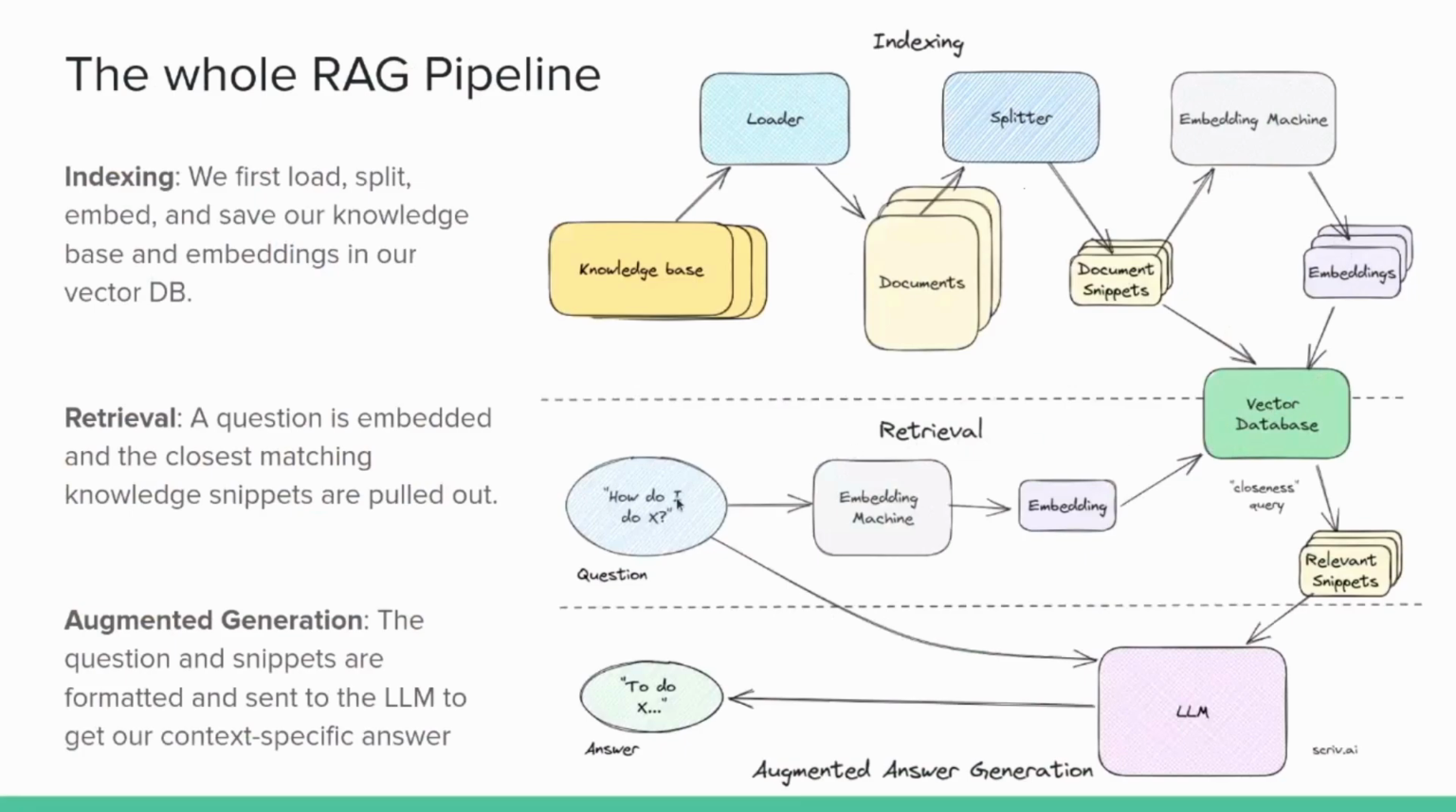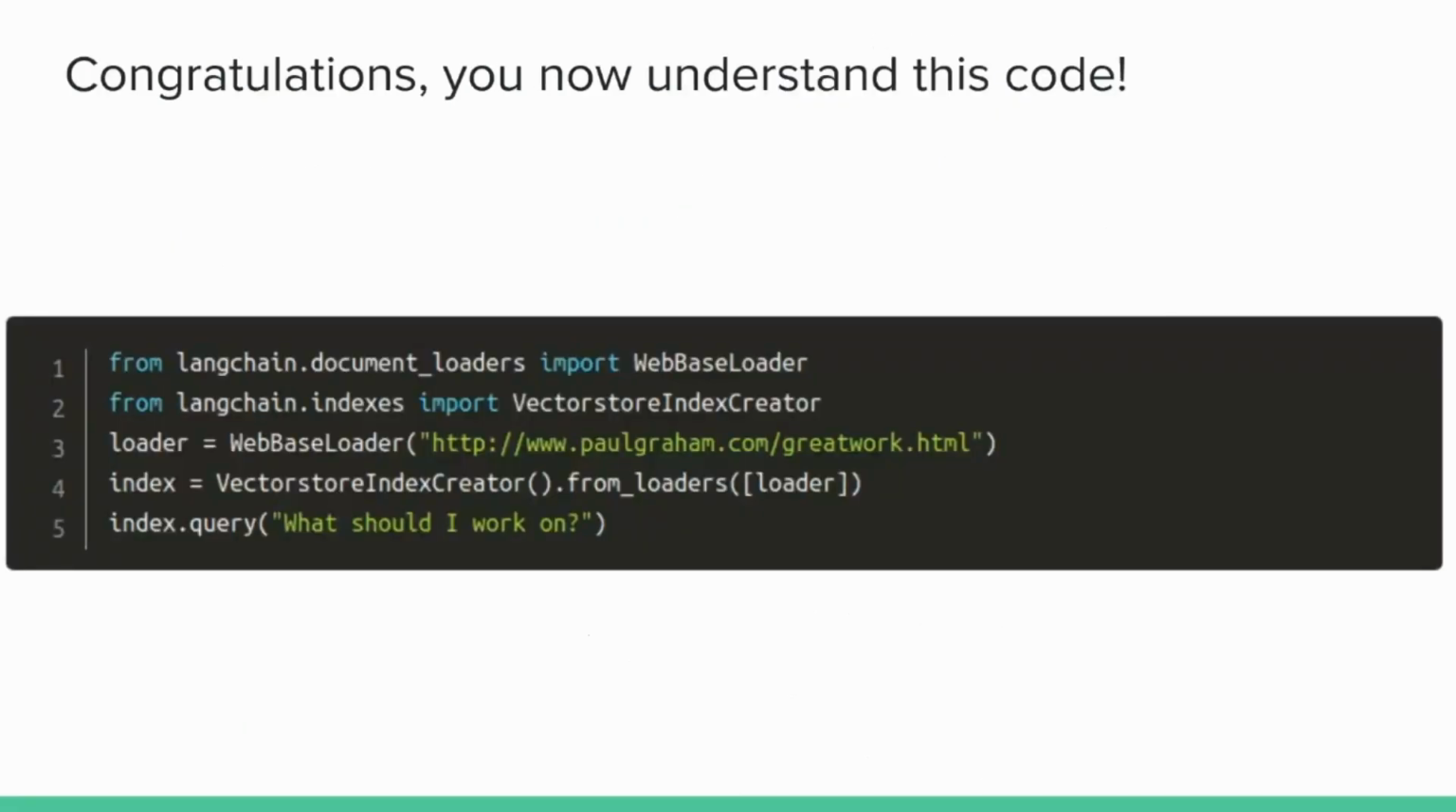And then during retrieval, we'll take the incoming question. We'll do that same embedding translation. We'll do a closeness query to find the most relevant snippets. We then pass those snippets down to the language model in the augmented generation step, along with the original question, and the language model spits out, hopefully, a nice context-specific answer. So yeah, congratulations. You now understand this code, at least at a high level.